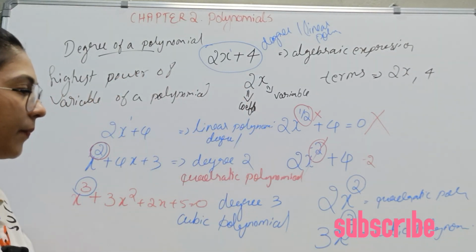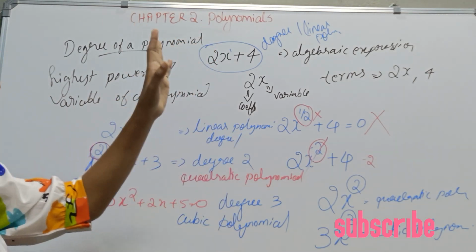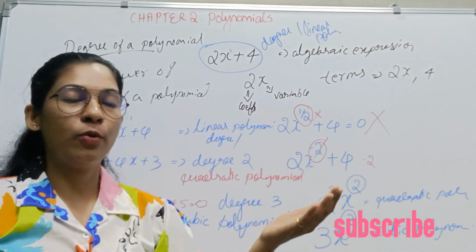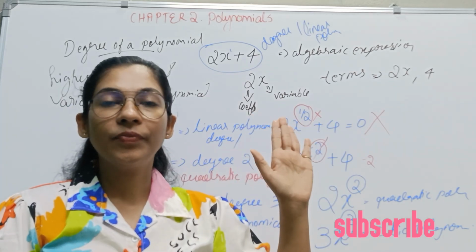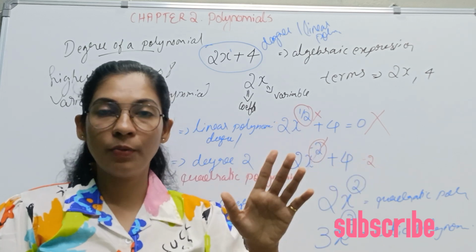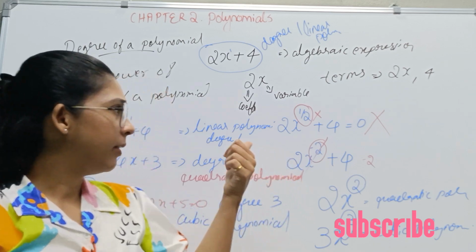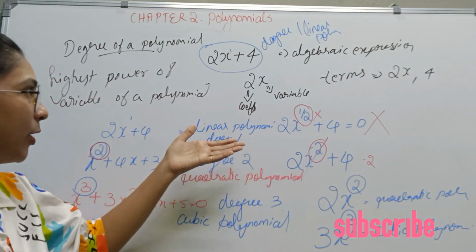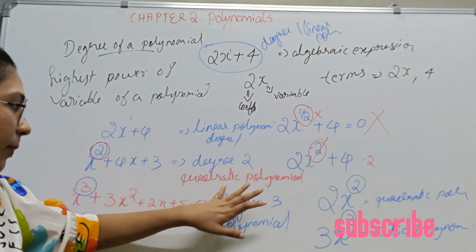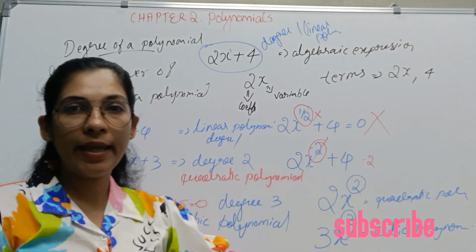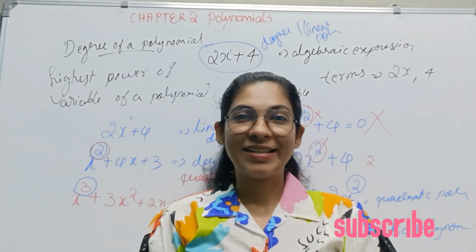Those are the degrees of polynomials. So what is a polynomial? An algebraic expression is said to be a polynomial if the power of the variable is a whole number. And based on the degree of the polynomial, they are classified into 3: linear polynomial, quadratic polynomial, and cubic polynomial. Is it clear? So let's move on to the next topic.